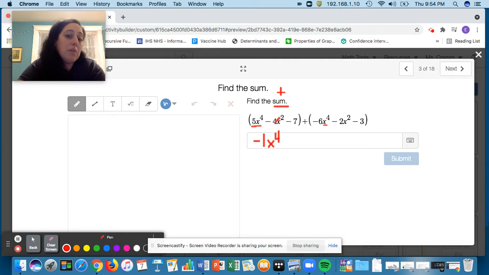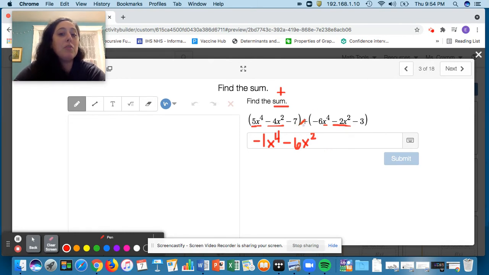Okay. Now I'm going to do the same with the others. So I've got a negative 4x squared plus negative 2x squared, right? So again, the x squared stays exactly the same. That's why we have to get them the same. That's why we have to match them up and combine like terms. So x squared doesn't change, but now I've got the coefficients negative 4 plus negative 2, which gives me negative 6. So negative 6x squared.